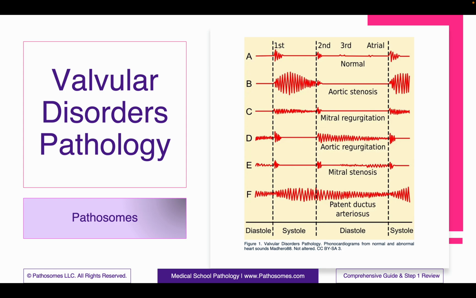Here to the right, we have a representation of the various waveforms of valvular anomalies, such as aortic stenosis, mitral regurgitation, etc. I'm sure you've heard these terms, you know them well. This is going to provide a review of the valvular disorders pathology.